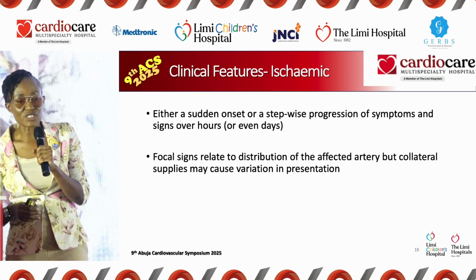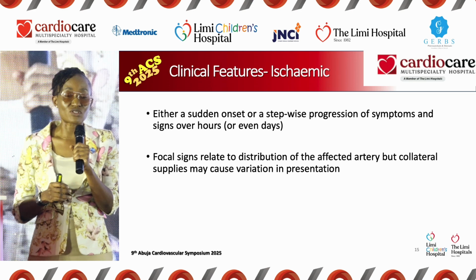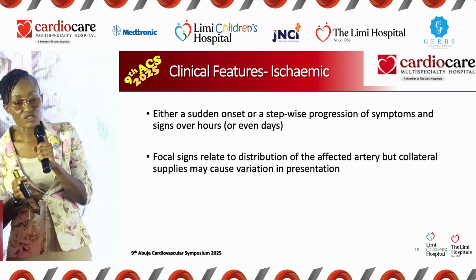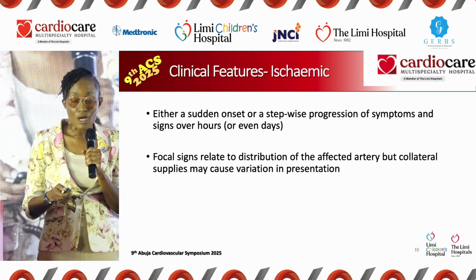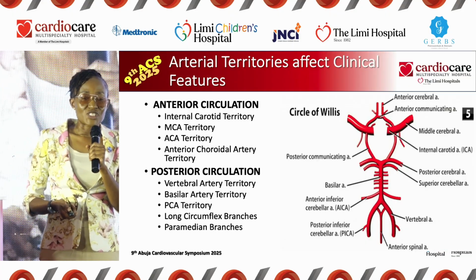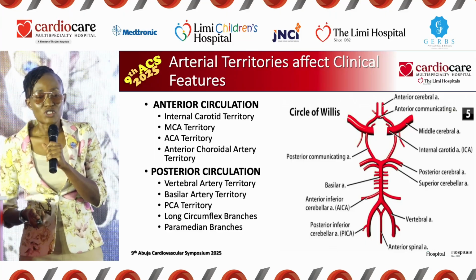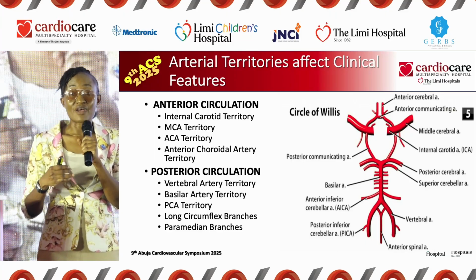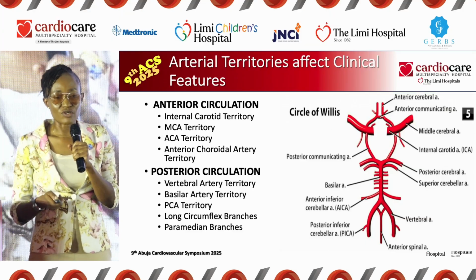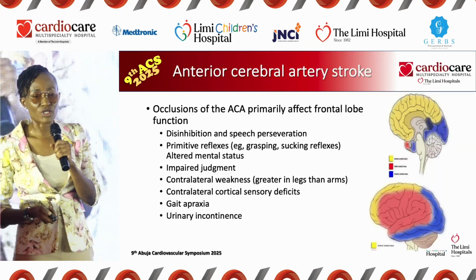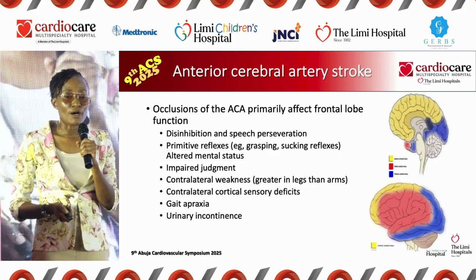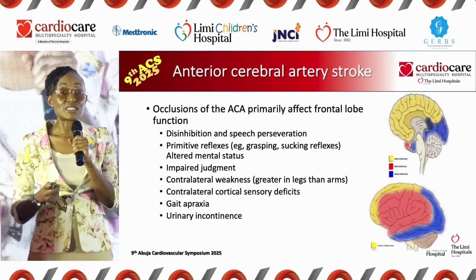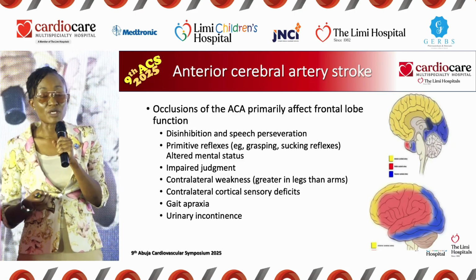Then there are focal signs. The focal signs relate to the distribution of the affected area, but collateral supplies may cause variation in presentation. All right, I'm going to skip this for want of time, but this just speaks to the subclassification of stroke depending on the areas of circulation. That's the anterior circulation, posterior circulation, and all of that. Now, when the anterior cerebral artery is affected, these are some of the symptoms that the patient may present with.